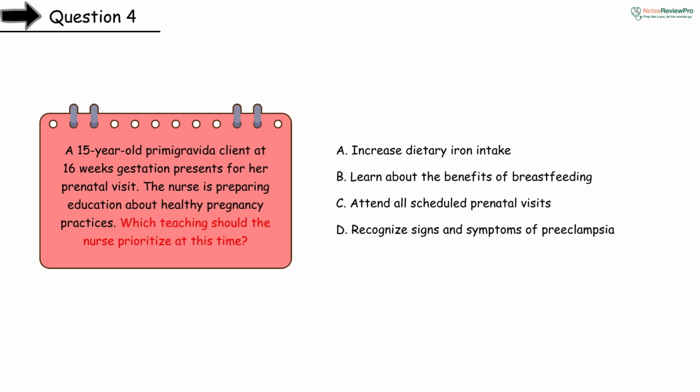Option A, increase dietary iron intake. Option B, learn about the benefits of breastfeeding. Option C, attend all scheduled prenatal visits. Option D, recognize signs and symptoms of preeclampsia. Take a moment and think about your answer. The correct answer here is option A.